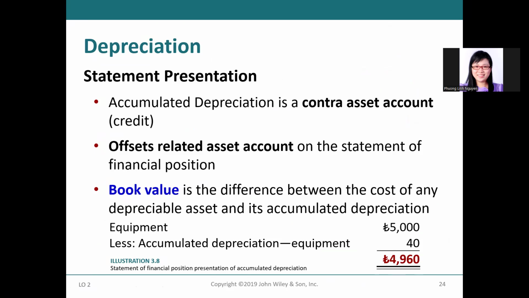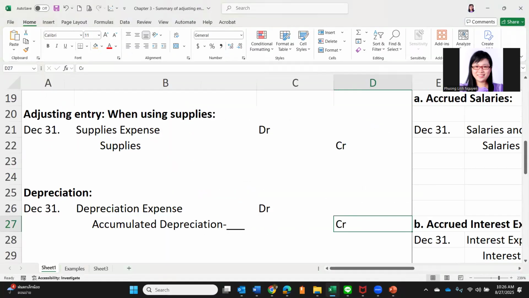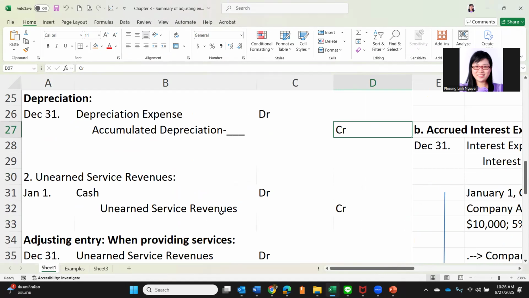Okay. And on the statement of financial position, we will put the book value: we will put the original cost of the equipment 5,000 less accumulated depreciation of equipment 40. So at the end of the month, the book value of the equipment will be 4,960. Remember, the formula to calculate the book value is the original cost minus accumulated depreciation of the equipment. All right. Now let's go to the last one for deferral.